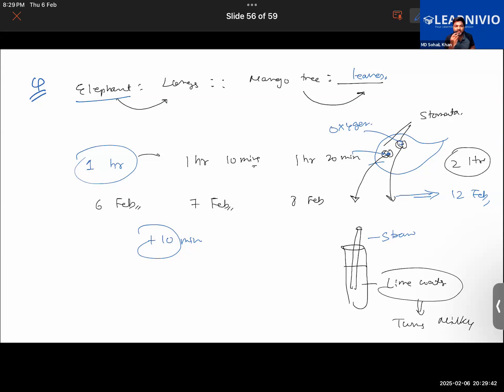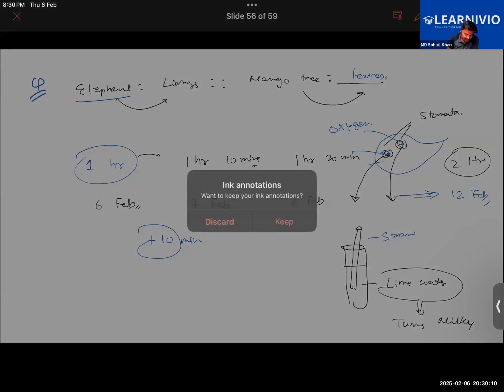So what does the air that we blow from our mouth contain? Which gases are present in it? Carbon dioxide. Yes, so you're blowing carbon dioxide into this lime water, and because of the carbon dioxide, it turns milky in color. Getting it? Okay, that's it for today's class. We'll be continuing from the next.